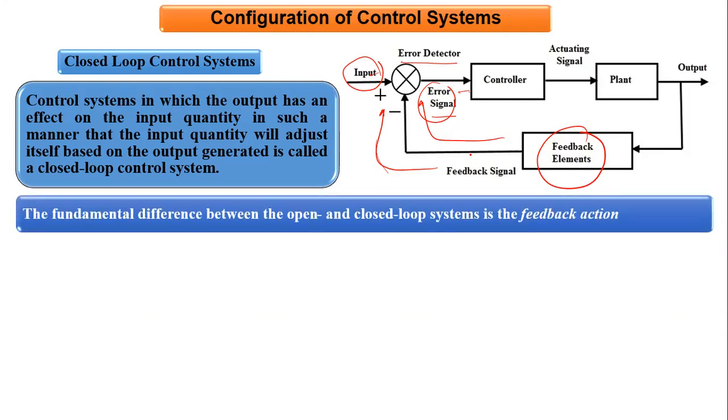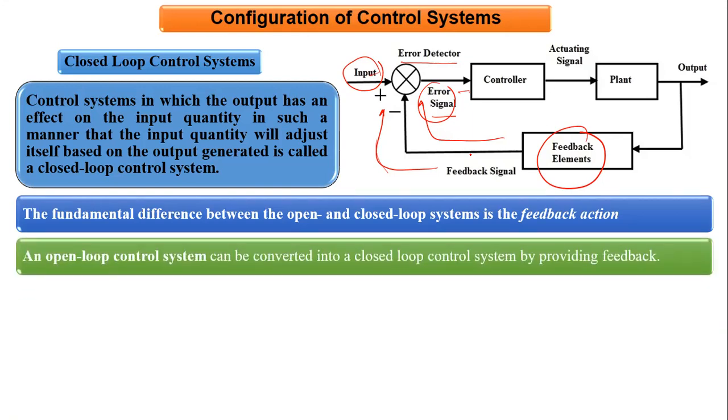Now, there are certain differences between the open loop and closed loop systems. The fundamental difference between open loop control systems and closed loop control systems is the feedback action. Open loop control systems do not have the feedback mechanism. That is, there is no provision to monitor and measure the output of the plant, right? And compare it with some input or reference signal. There is no provision as such.